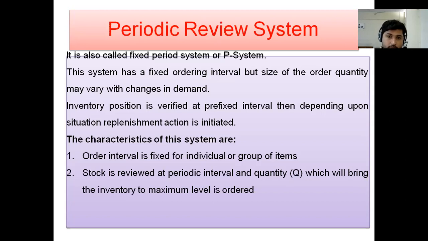During the particular time period, the inventory level of a particular component will be checked, and if there is a requirement, if there is a demand for a product in the market, then and only then the replenishment action will be started. So what are the characteristics of this periodic review system, or P type of system? The first one is that the order interval is fixed for an individual item or group of items. The second one is that stock is reviewed at a periodic interval, and quantity Q, which will bring the inventory to the maximum level, is ordered. So these are the two characteristics of the periodic review system.